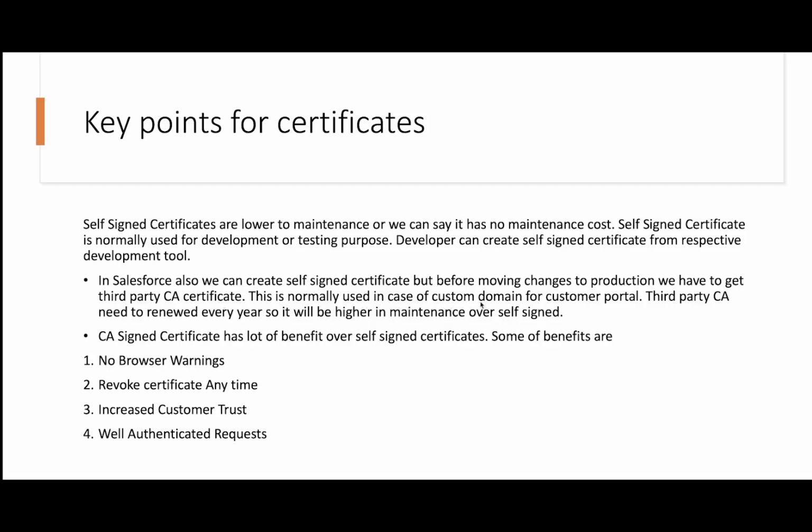This is normally used in the case of a custom domain for a customer portal. When you're using a custom domain for a customer portal and any DNS, if you have registered a new domain, then you need to make sure that you added a certificate from a certified authority. The third-party CA certificate needs to be renewed every year, so it is higher in maintenance than self-signed. A CA certificate offers a lot of benefits over self-signed: no browser warning, revoke certificate anytime, increased customer trust, well-authenticated requests.